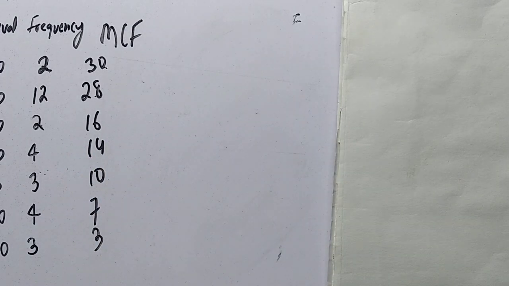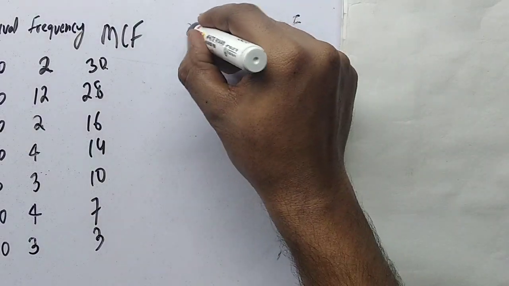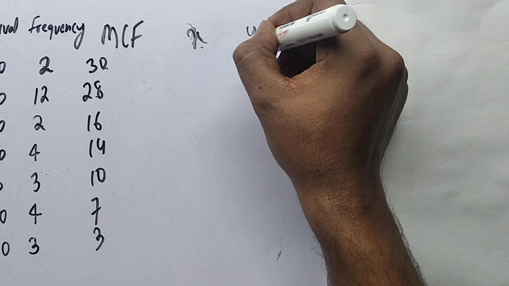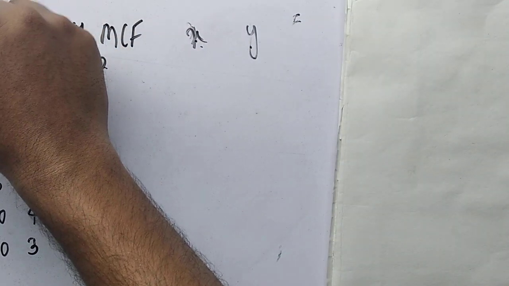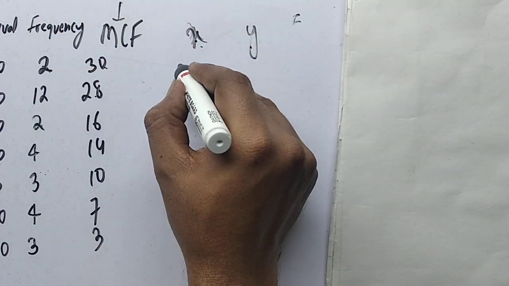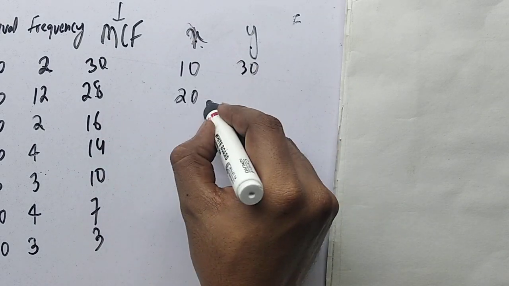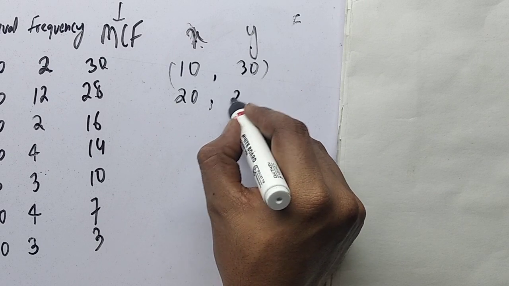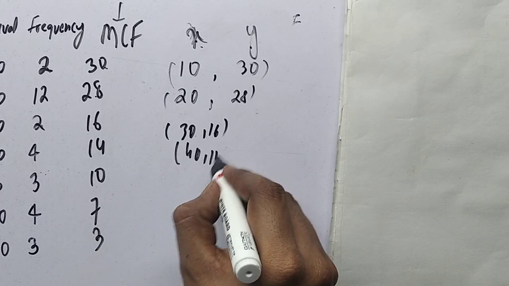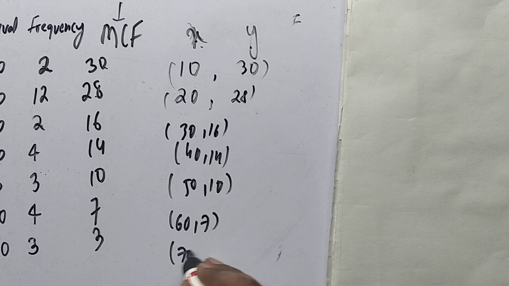Next we have to write the x values and y values. So to draw the more than cumulative frequency ogive curve, you need x and y values. You have to take the lower boundary as the x value and this more than cumulative frequency as the y value. So the first point is 10, 30. Second one is 20, 28. Next 30, 16. Next 40, 14. Next 50, 10. Next 60, 7. Next 70, 3.